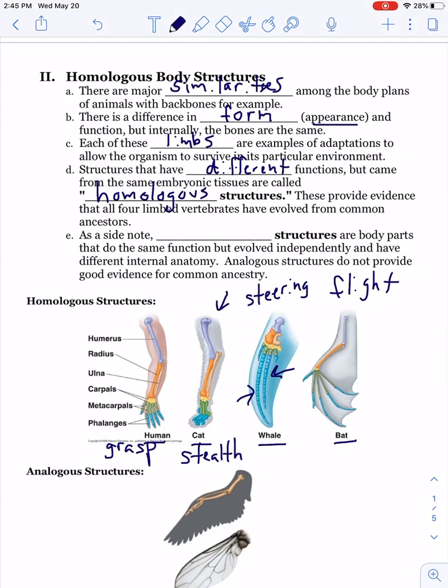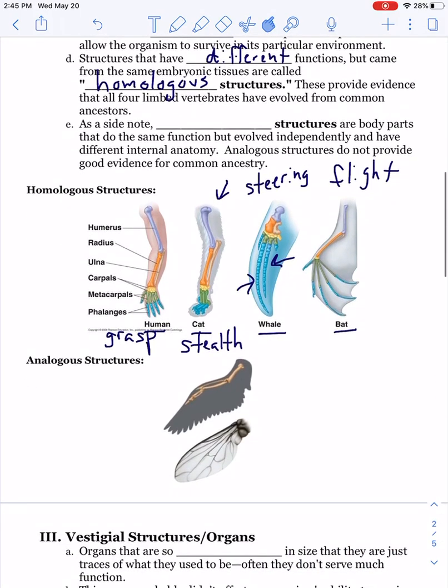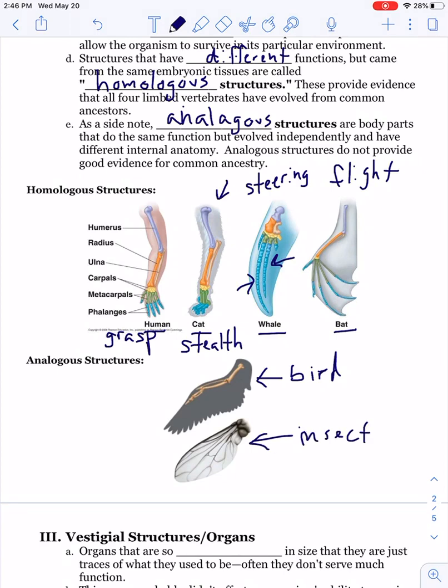Now, as a side note, when an organism has the same job but a different internal anatomy, so it's almost like the exact opposite of homologous structures, those are called analogous structures. And analogous structures are not good evidence items for a close evolutionary relationship. Homologous structures are good evidence of a close evolutionary relationship. A good example of an analogous structure is a bird that can fly with its wing, and insects that can fly with their wings. They both evolved flight independently of each other, and so the fact they both have wings, those wings are not very closely related.